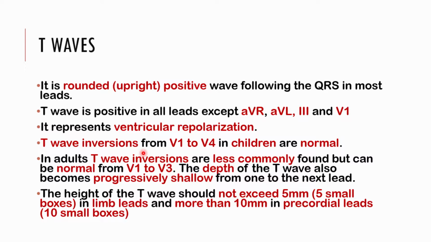Then with the chest leads, the precordial leads, V1 up to V6, the T wave should not be greater than 10 small boxes. So if it's greater than 10 small boxes, then you call that a peaked T wave, which could signify things like hyperkalemia.